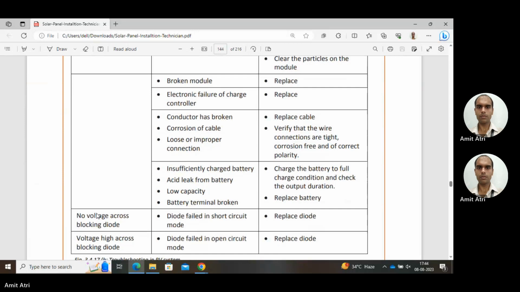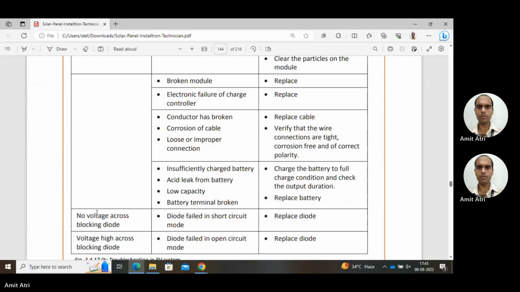If the battery is not sufficiently charged, then we need to charge the battery to full capacity. Acid leak problem could be there. Terminal of the battery could be broken. So issues with the battery could also be there, so that we are not getting sufficient output at the load terminal.